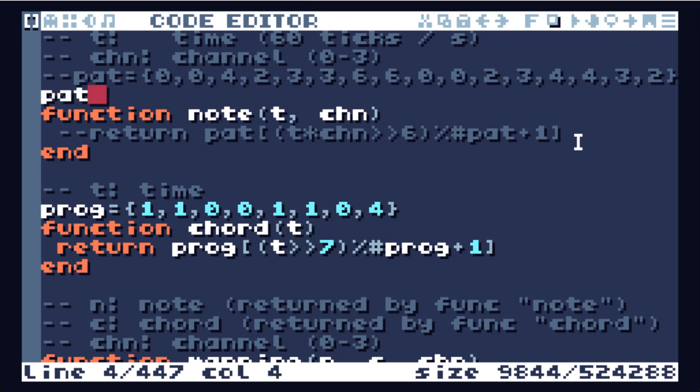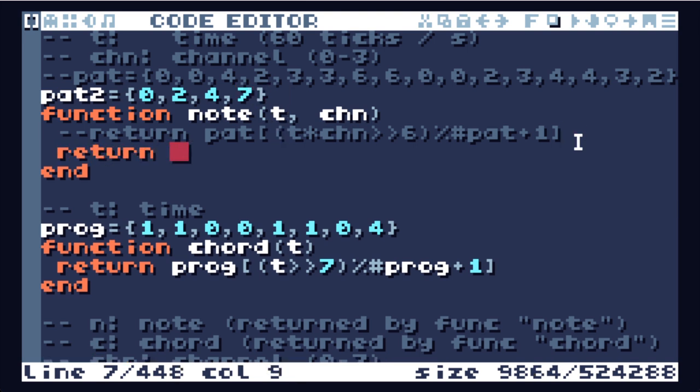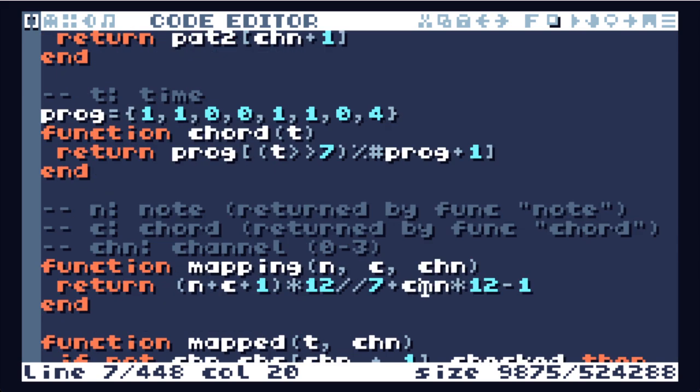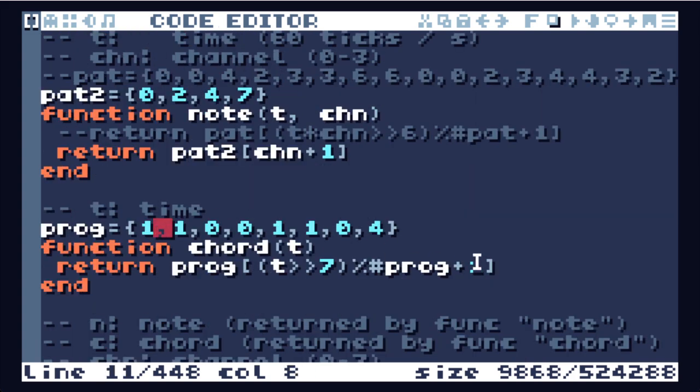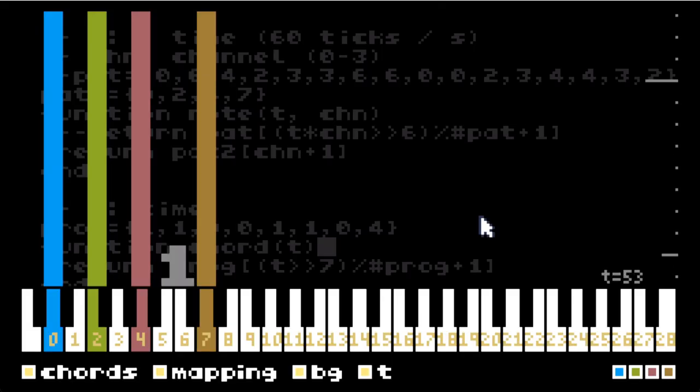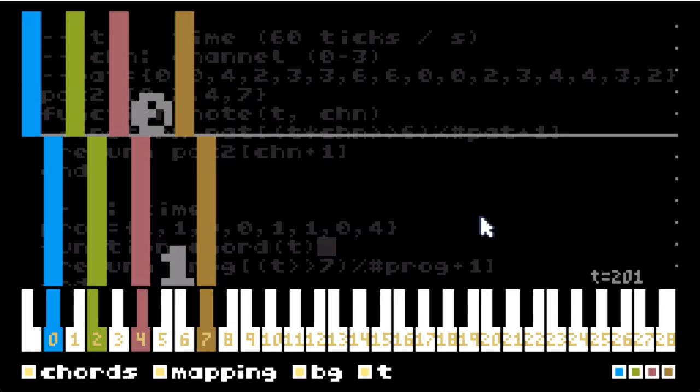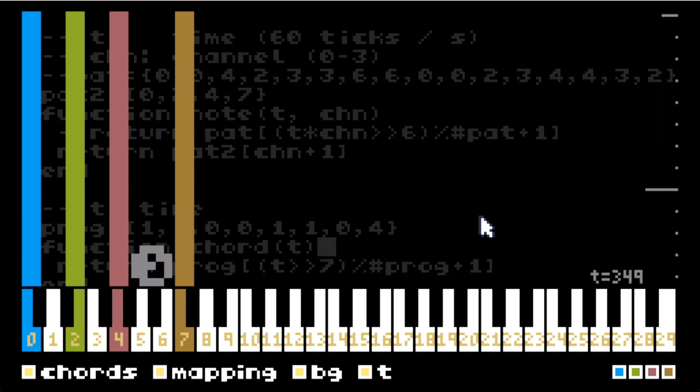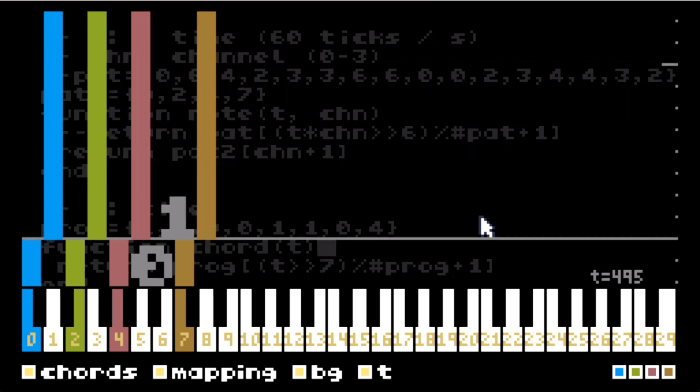So for example, pat2 equal to a basic chord shape. And we're just going to return that based on the channel. Not moving things up by octaves anymore, so they will all be in the same octave. And let's see what we get. Okay, so D minor chord, C major chord, back to D minor chord.